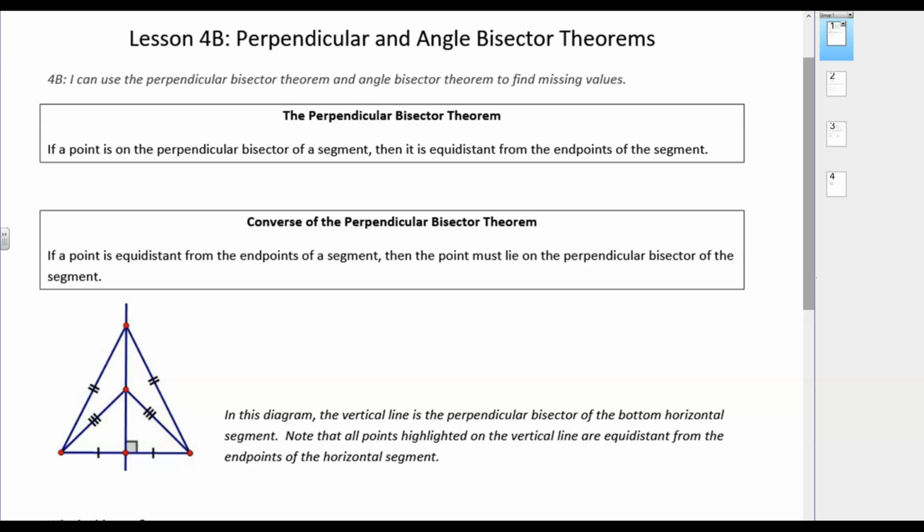Hello, welcome to lesson 4B on the perpendicular and angle bisector theorems. So we're going to first look at the perpendicular bisector theorem and its converse.